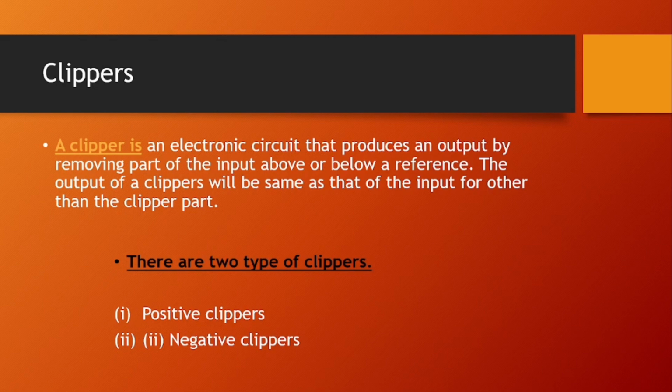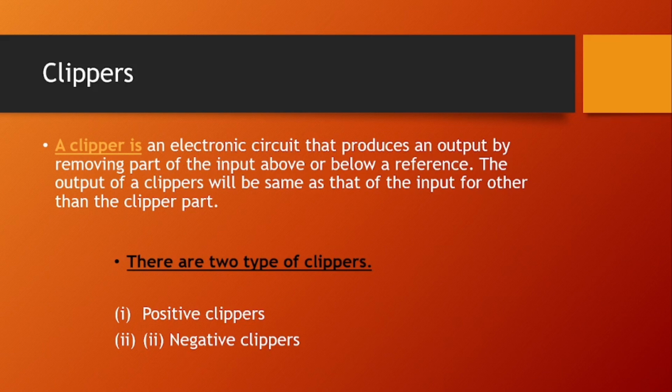Clippers. A clipper is an electronic circuit that produces an output by removing part of the input above or below a reference. The output of a clipper will be the same as that of the input for other than the clipped part. So, a clipper is an electronic circuit that modifies an input signal by removing, or clipping, a portion of it above or below a specific reference level.